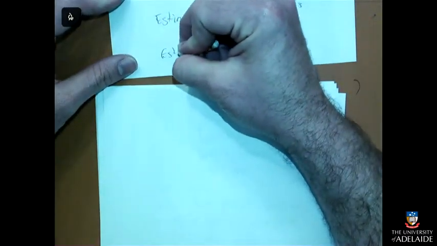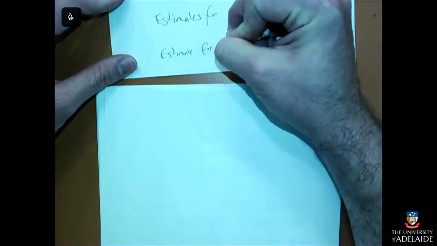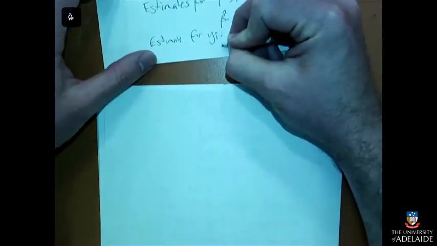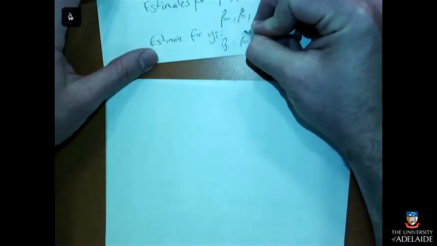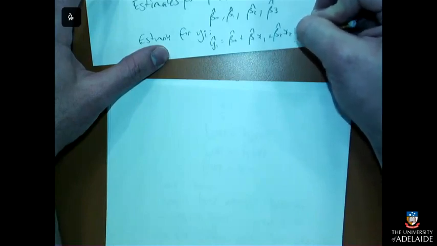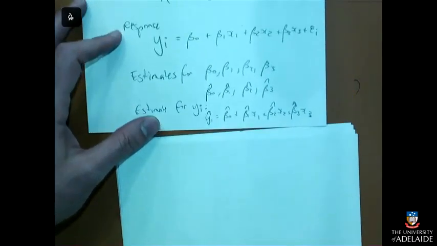And my estimate for yi will be yi hat, beta 2 hat x2 plus beta 3 hat x3. And there won't be any error, because I don't know what the error is, so I'm just doing the best I can. Okay. And the matrix algebra and calculus simultaneously tell me what these betas ought to be.